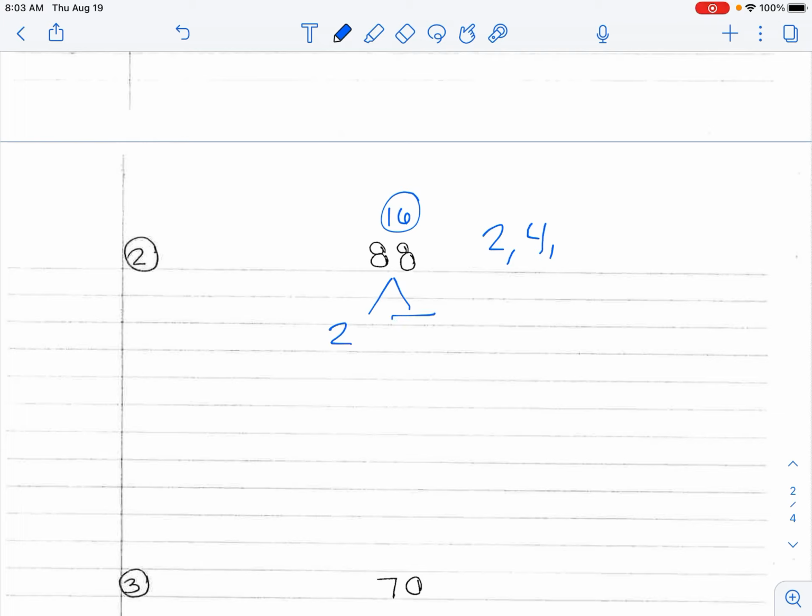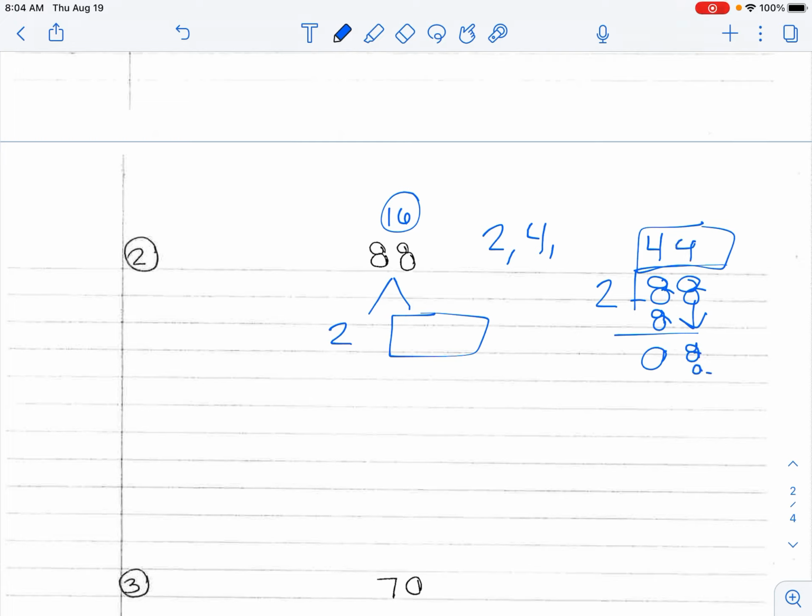Now, if you don't know what the other factor is over here, you can do something real simple. You can come over here and divide 88 by 2 to find that other missing number. So 2 goes into 8 4 times, and 4 times 2 is 8. Subtract, drop down your 8, and 2 times 4 is 8. So 2 times 44 is 88. So we're going to circle the prime number.